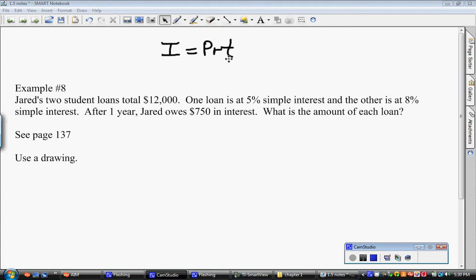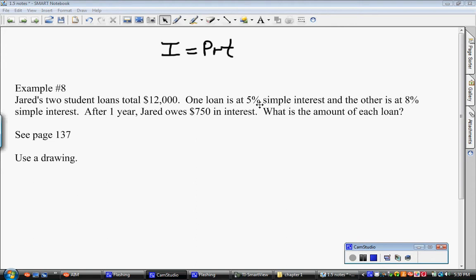Now, when we look at this problem, it says that Jared's 2 student loans total $12,000. One loan is at 5% simple interest, and the other is at 8% simple interest. After 1 year, Jared has $750 in interest. What is the amount of each loan?